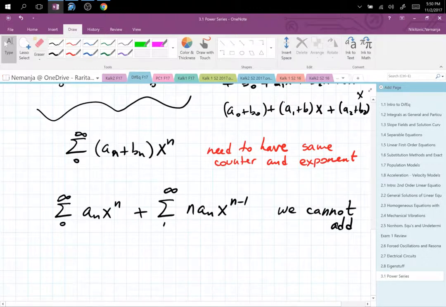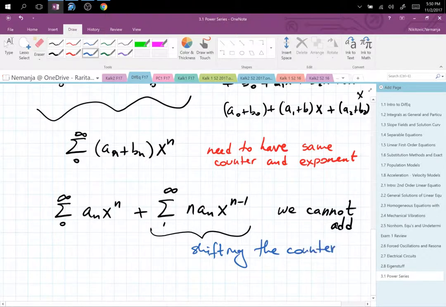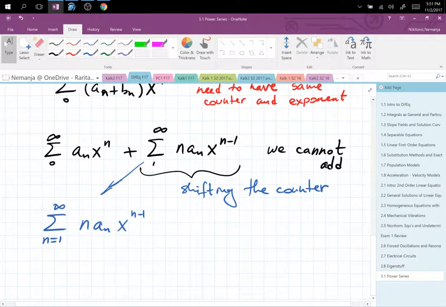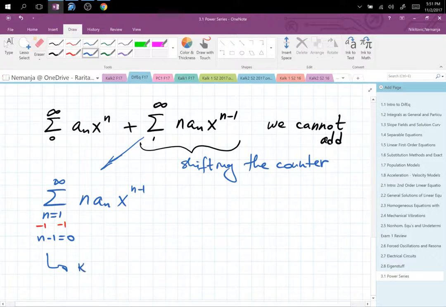So what we do is the procedure that you learned in your Calc 2 class, which is called shifting the counter. You learned this procedure in Chapter 8, actually, in geometric series, but we are going to use that procedure now. So you have your summation where n starts at 1 and goes to infinity of n a_n x to the n minus 1. We need the counter to start at 0, so I'm going to subtract 1 on both sides to make n minus 1 equal to 0.